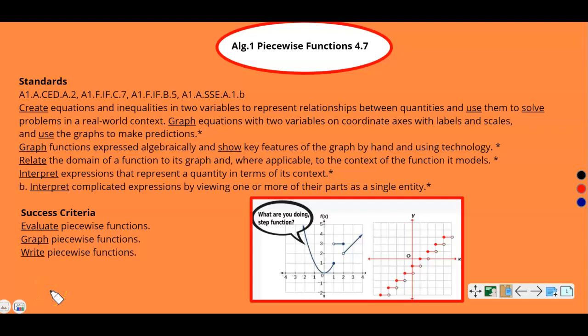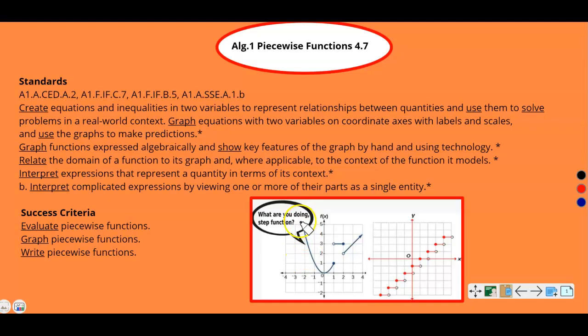Piecewise functions. All right, so here's your standards, your success criteria. Today you need to be able to evaluate piecewise functions. You need to be able to graph piecewise functions and write piecewise functions. So these are the things we're going to be working on today.